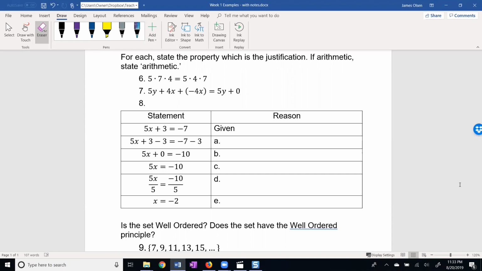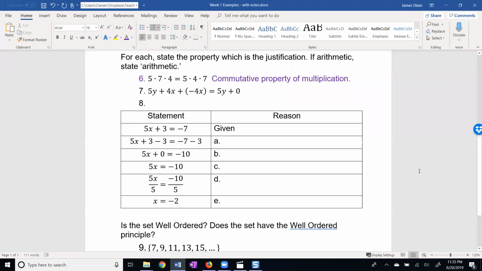of multiplication. Notice that commutative has a root word of commute, which means to move, whereas the associative property has the root word associate, which means to group. So this one is the commutative property of multiplication. Now let's look at number 7, and let's see what has been replaced. What has been replaced is 4x plus negative 4x has been replaced with 0.